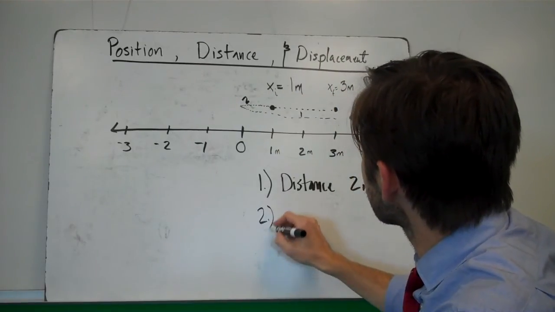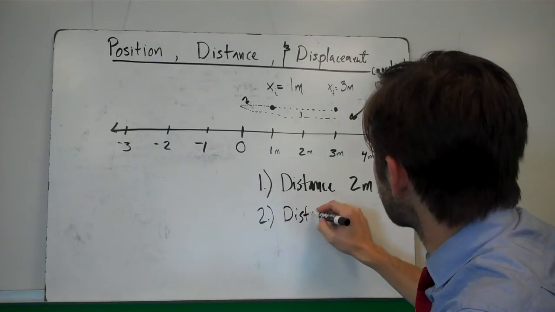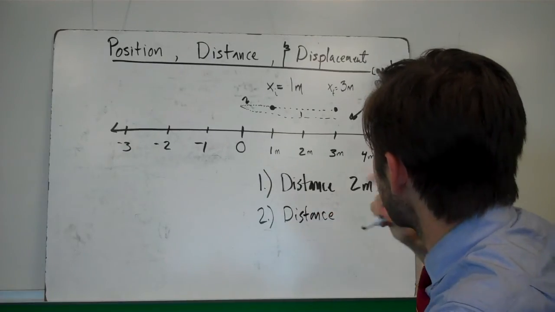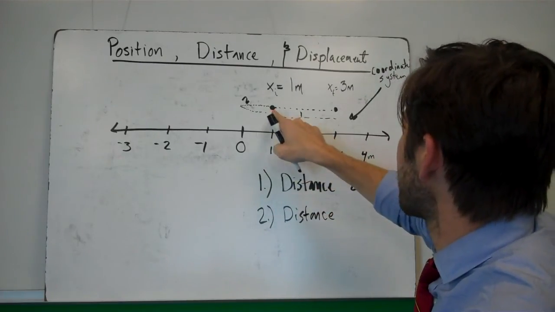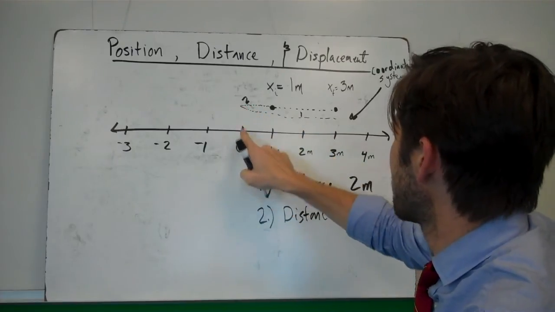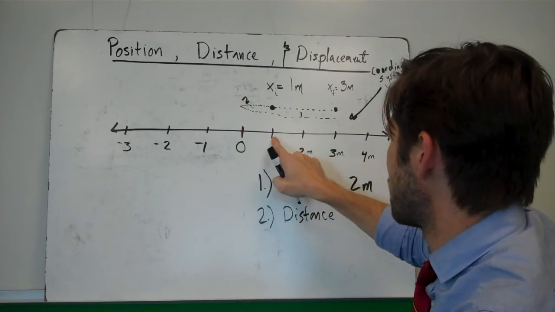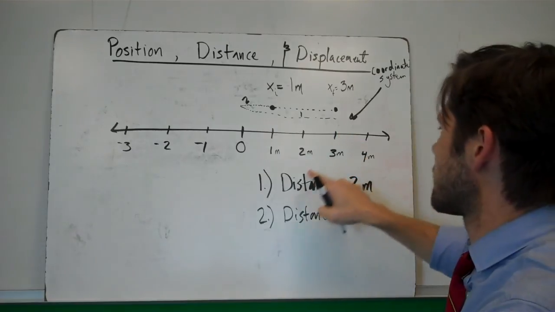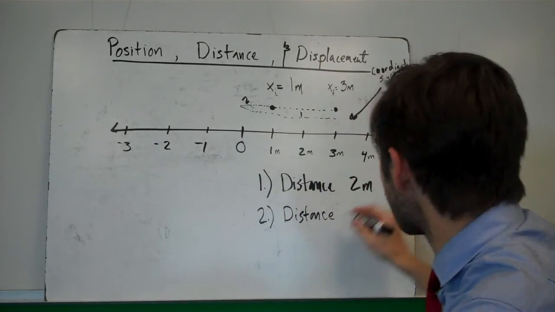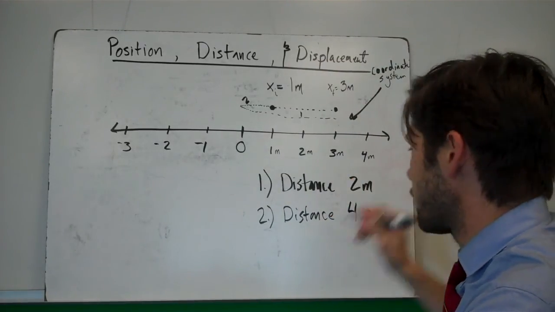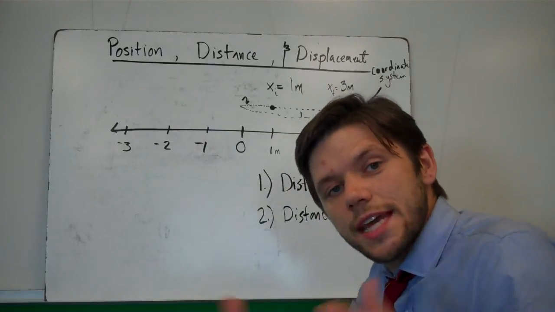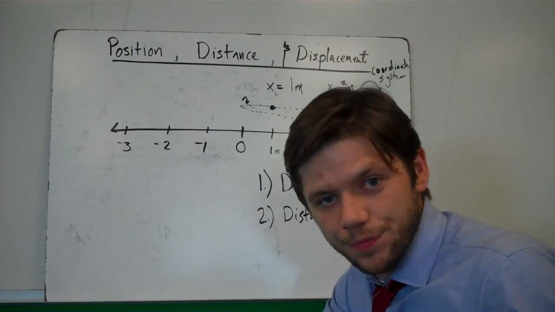In this case, we'd say the distance traveled is still the total length that the object took. So, starting here, I go this way, that's 1 meter. Come back this way, that's 2 meters, and then continue the rest of the distance. That adds up to a total of 4 meters. And so in that case, the distance would be 4 meters. So for distance, you have to take into account the entire path of travel.